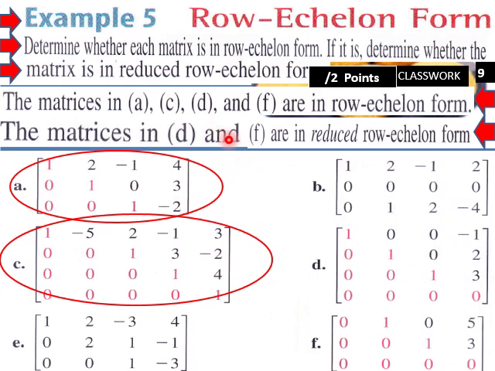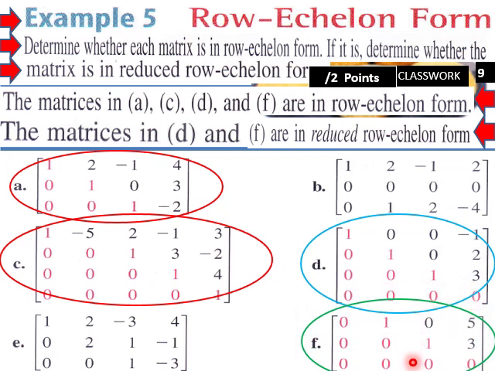The matrices in D and F are in reduced form. So these are reduced here because these are all zeros on your bottom row here. So these are unique here. These will provide a unique solution set for this system, is what it amounts to.